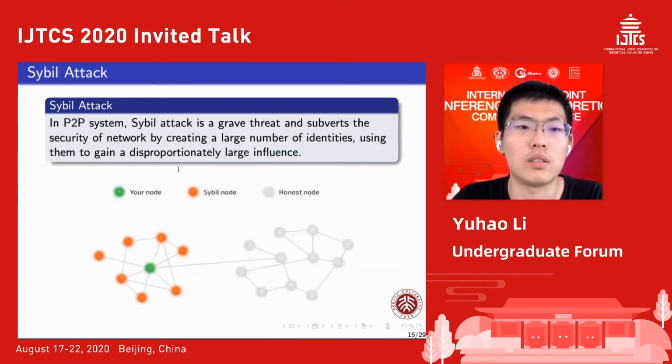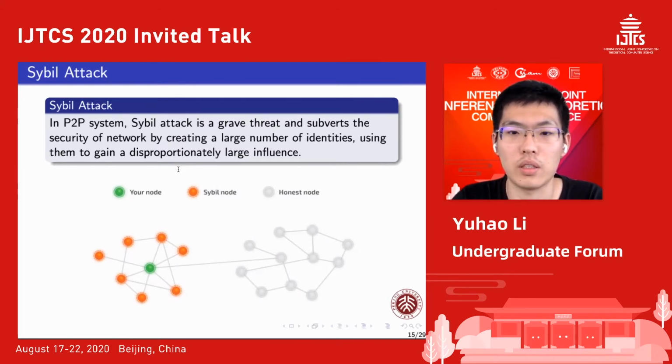So what is a Sybil attack? In a P2P system, a Sybil attack is a grave threat and subverts the security of the network by creating a large number of identities, using them to gain a disproportionately large influence. So this is an intuitive example. If we join a P2P network, we don't want almost all of our neighbors to be Sybil nodes, right?